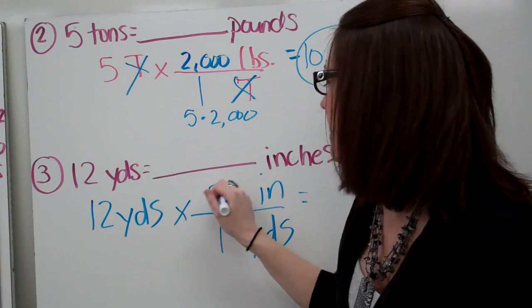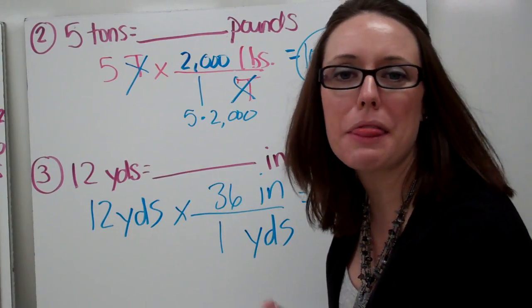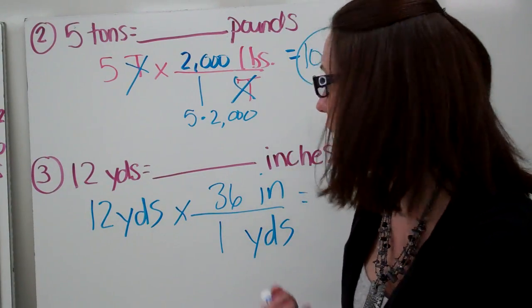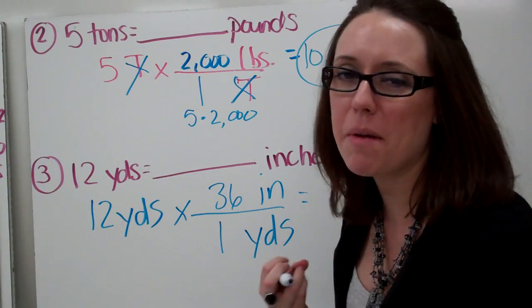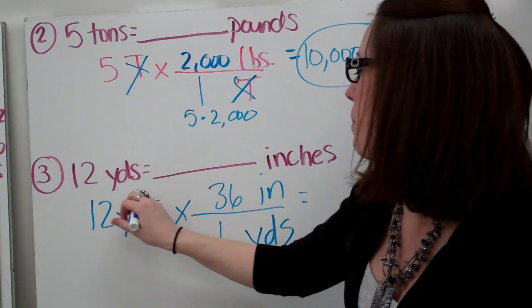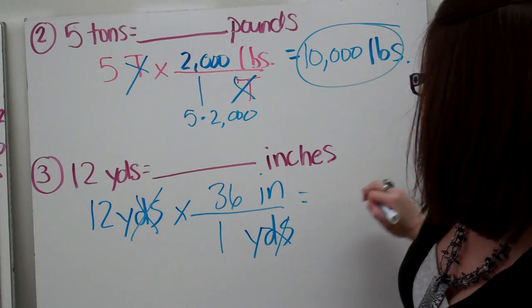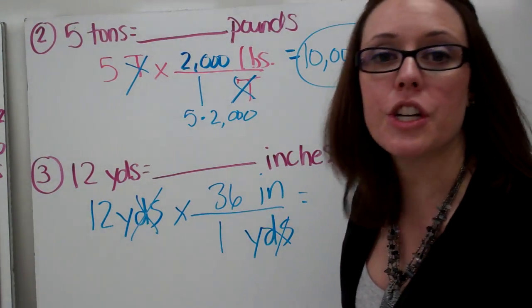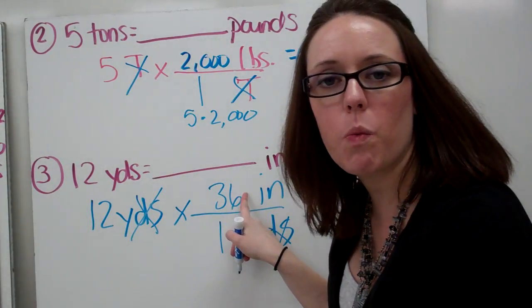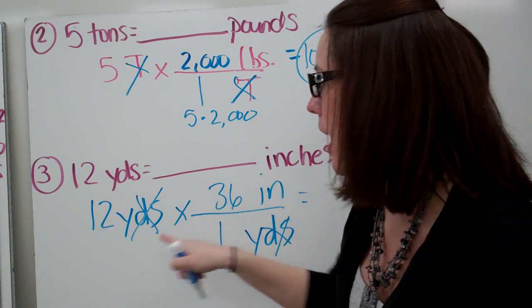There are 36 inches. You just have to multiply that. 36 inches in a yard. I'm sorry, you have to memorize that. Not multiply it, memorize it. All right, when we multiply, our yards cancel and we're left with inches. Because the number other than 1 is in the numerator, we multiply.